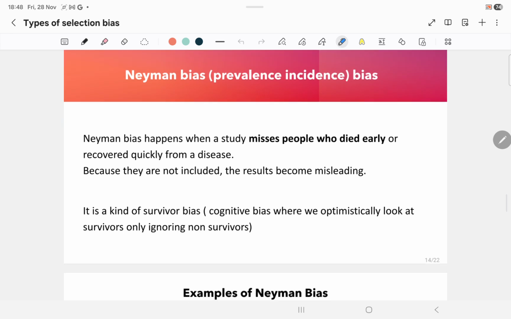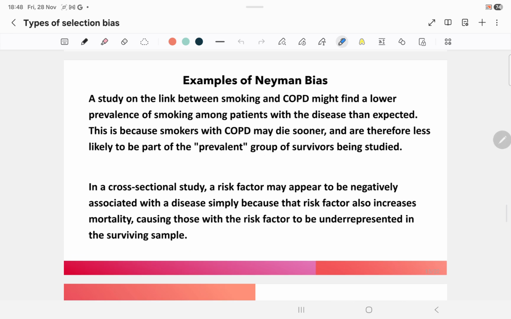I give you an example. A study on the link between smoking and COPD might find a lower prevalence of smoking among patients with the disease than expected, because smokers with COPD may die sooner and are therefore less likely to be part of the prevalent group of survivors being studied. So you find a population where there is a lot of smoking but there are no cases of COPD, or no cases of lung cancer. What does that mean? That everybody is dying because of smoking.